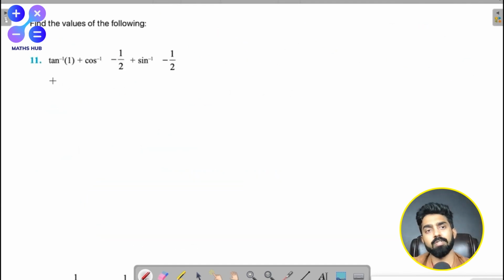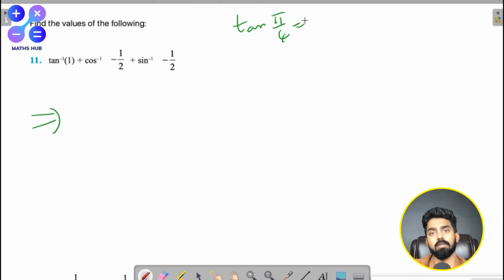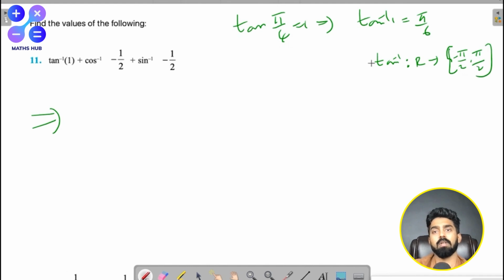Right, so in these questions, you need to find the addition. So you'll find multiple angles and add all of them together, right? So you need to be able to figure this out much more quickly. So now the first one, tan inverse of 1. So tan 45, which is tan pi by 4, is 1. So which means tan inverse of 1 is pi by 4. So we know that tan inverse goes from R to minus pi by 2 to pi by 2, right? So minus pi by 2 to pi by 2. That's the range you want to find out. So the answer will be tan inverse 1 is pi by 4.